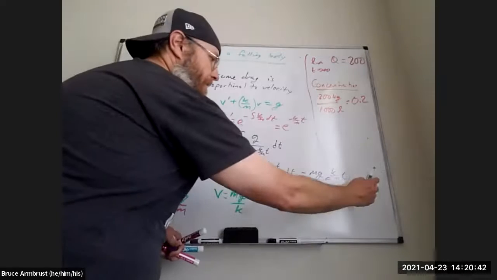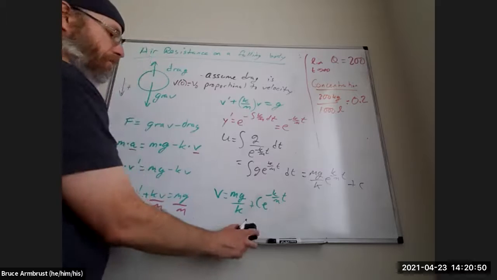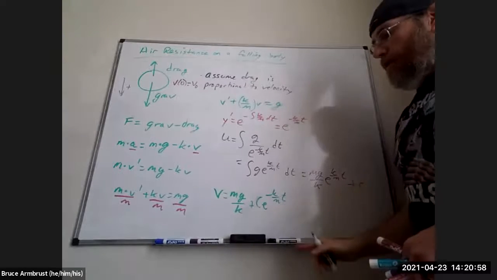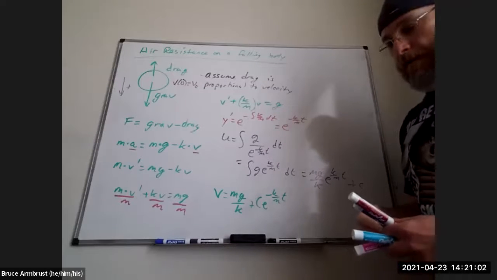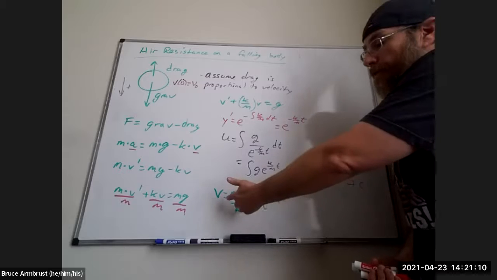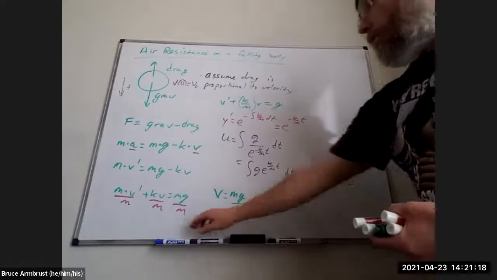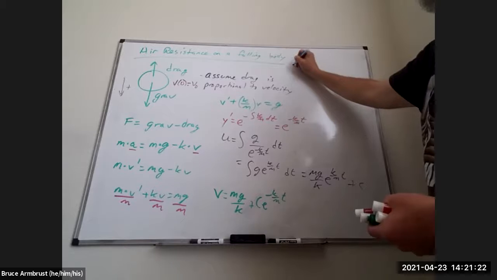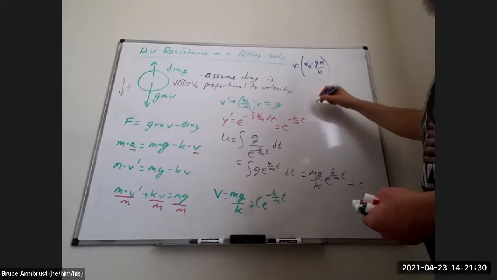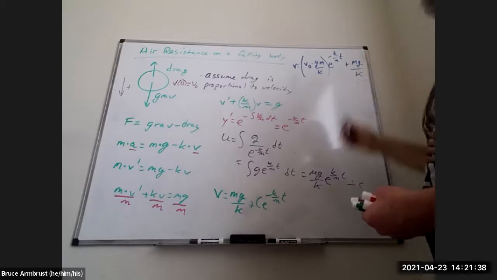I forgot about plus c. Plus c e to the minus k over m t. So there's our general solution. And if we put in 0 for t and v naught for v, and we solve for the c and all that, let me just cut to the chase. We're going to end up with v equals v naught minus gm over k, times e to the minus k over m t, plus mg over k.